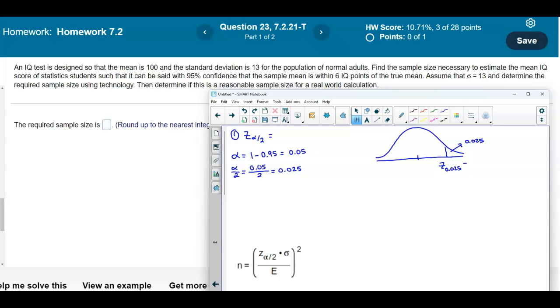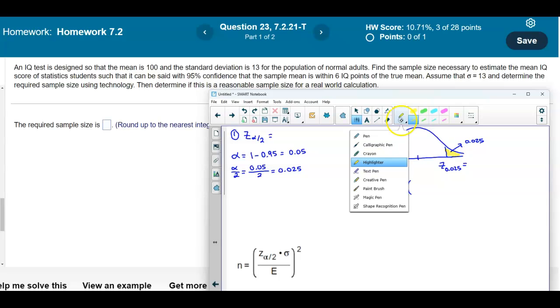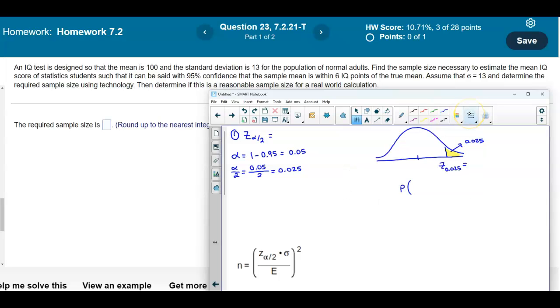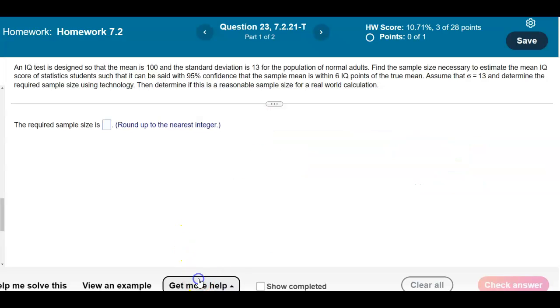Okay, so we know what the area is. We want to find the area in that right tail, which is given as 0.025. And what we want to find is the critical value, or the z-value, that has an area to the right of 0.025. So we can go ahead and use StatCrunch for that.